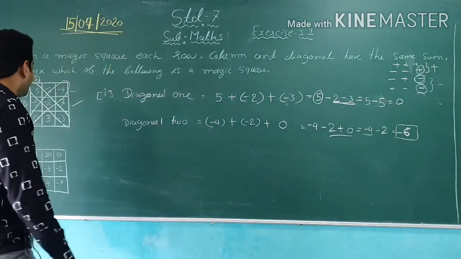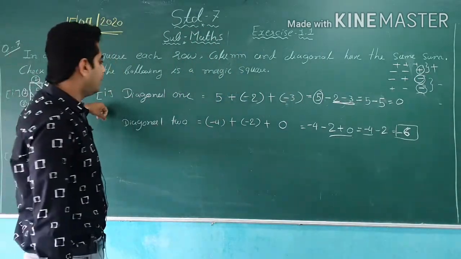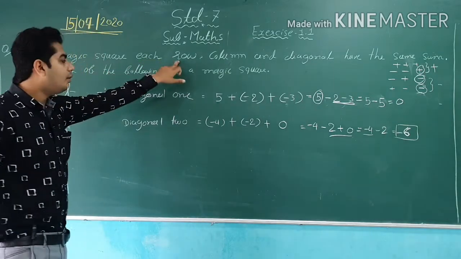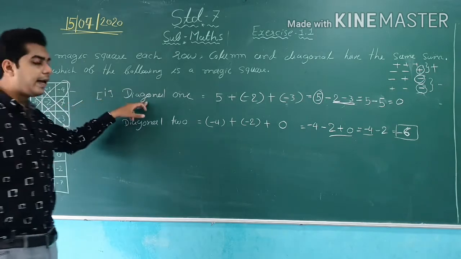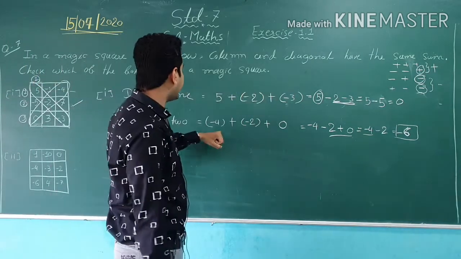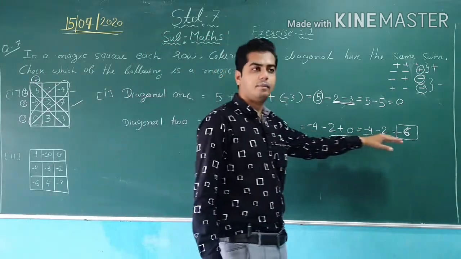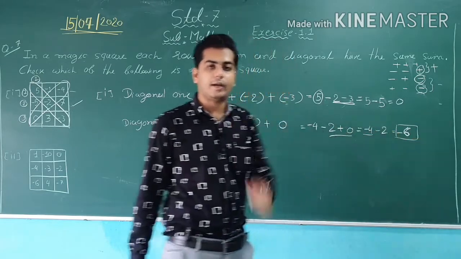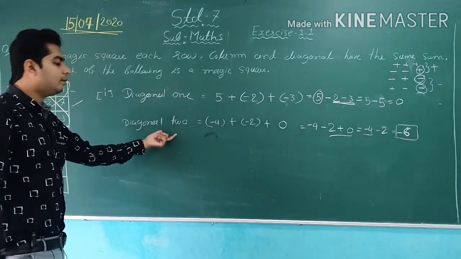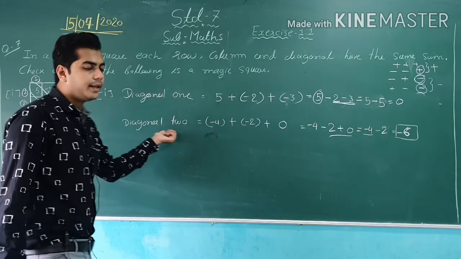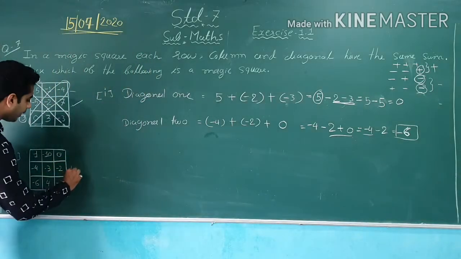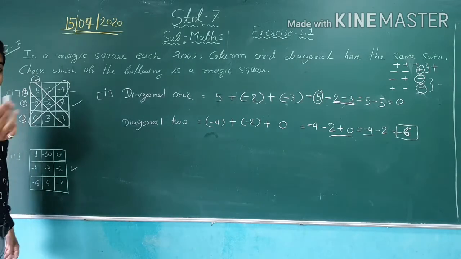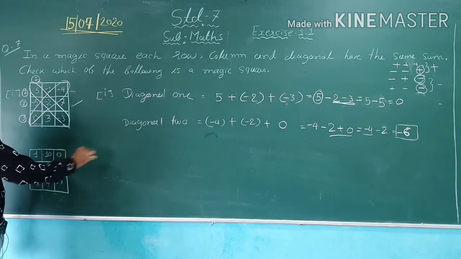Why this happened? Because this is not a magic square. We got all rows 0, we got all columns 0, we got one diagonal 0, but the second diagonal we got minus 6. So that's why I can say that this is not a magic square. So that means automatically the second becomes a magic square. So directly I should write the second one is a magic square.